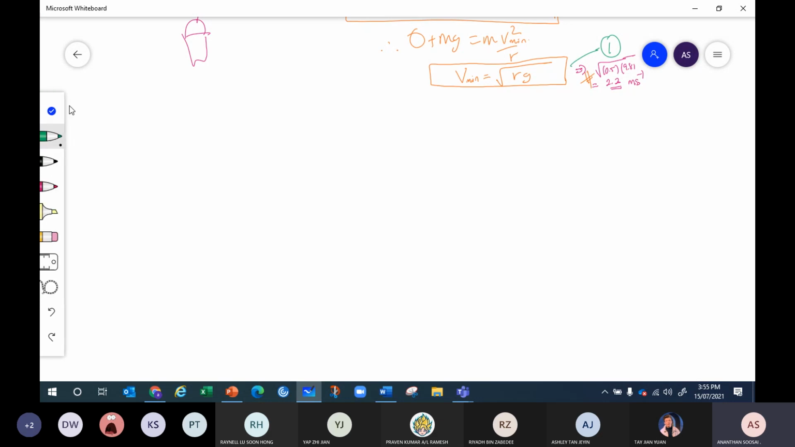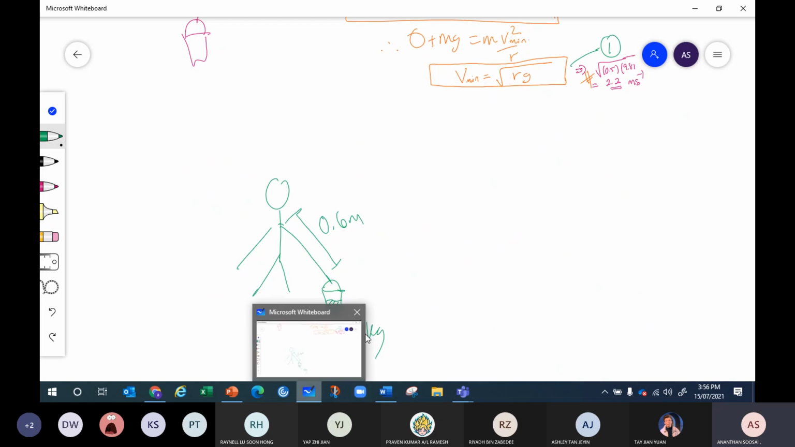Again, you need to advise your friend. Your friend's hand, what is the length of his hand? Let's say it's about 0.6 meter. He's holding a bucket. The mass of the water inside the bucket, let's say, is 1 kilogram. Take the gravity as 9.81.